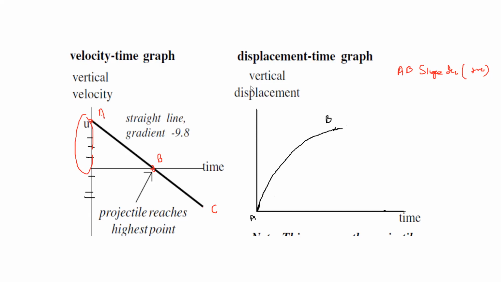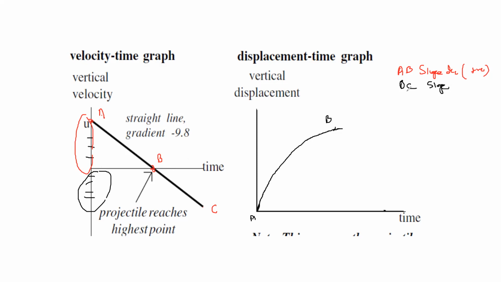Then from B to C, when we want to plot the reverse graph, we have to check the y-axis. If from velocity time we need displacement time, we only check the y-axis. But if from displacement time we need velocity time, we check the slope. Now what happened from B to C? What happened to the value of the velocity from B to C?